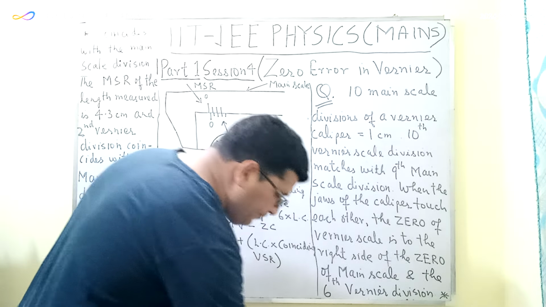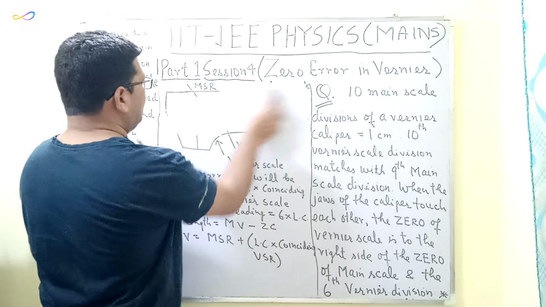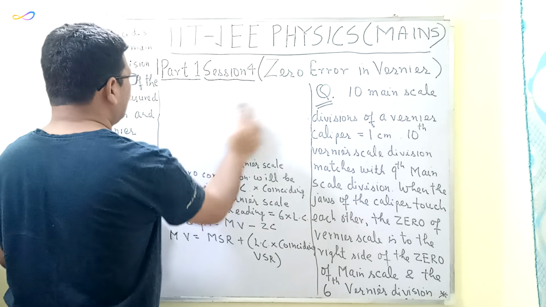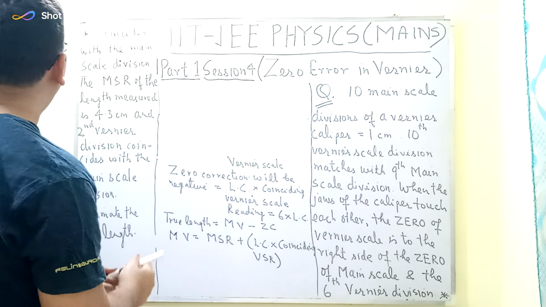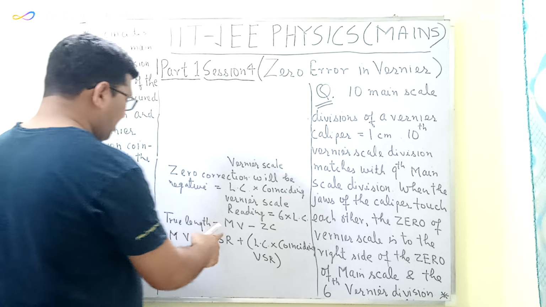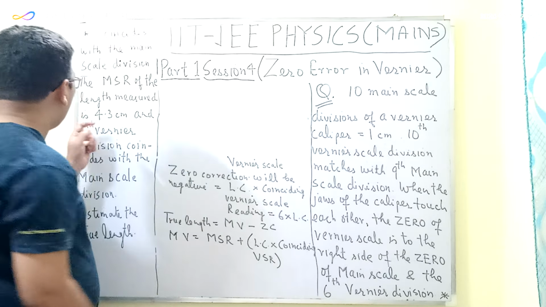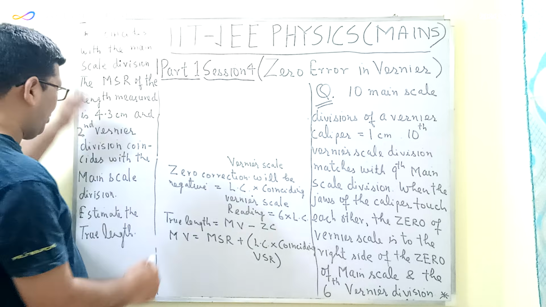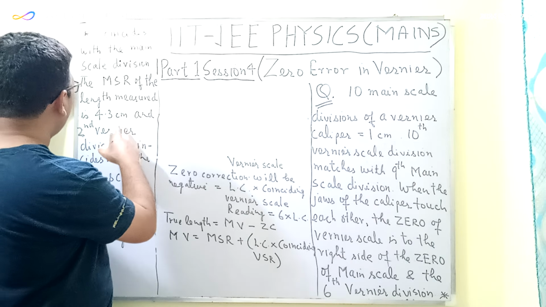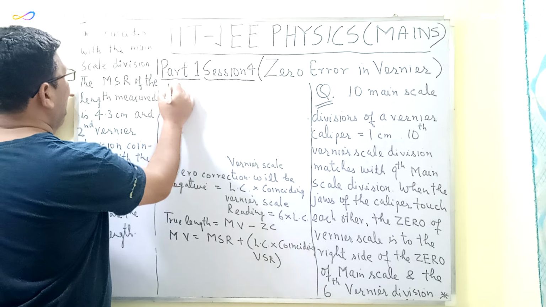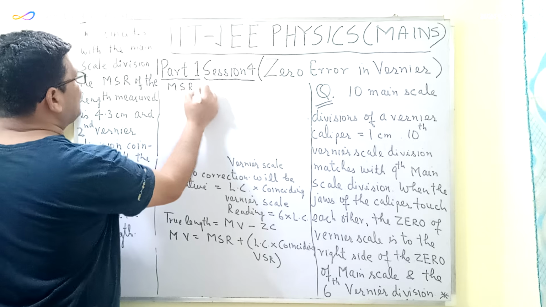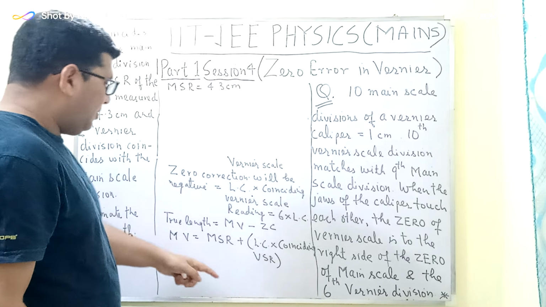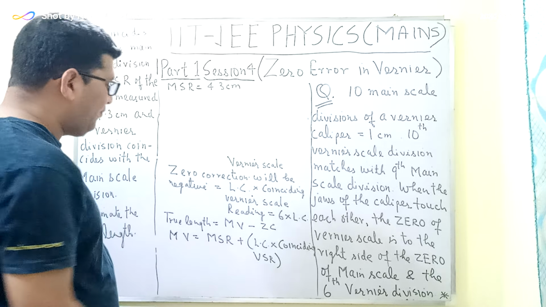So here the main scale reading of the length measured is 4.3 centimeter. So we are given this, that is the main scale reading is equal to 4.3 centimeter. The first thing is there. Now we have to first of all find the least count.